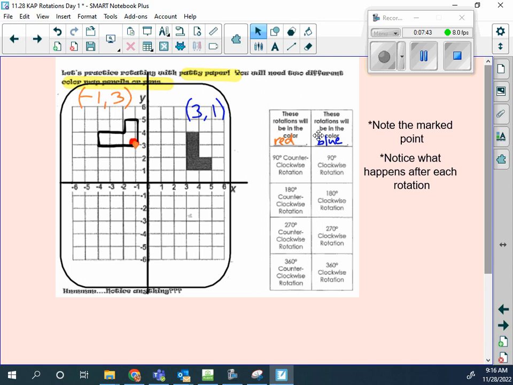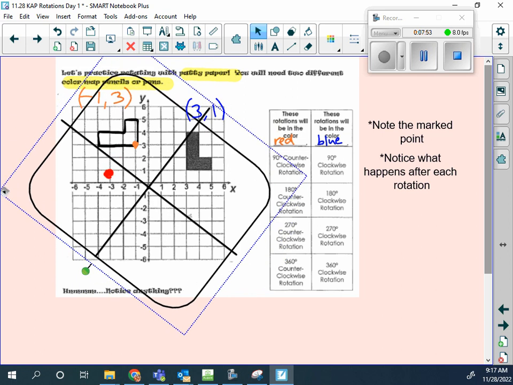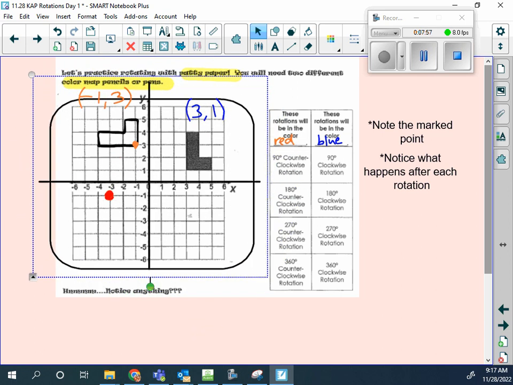So that means we're already at 90. So how much more do I need to rotate it? Another 90, correct? So go ahead and pick up your patty paper. Rotate it again. Line it up.